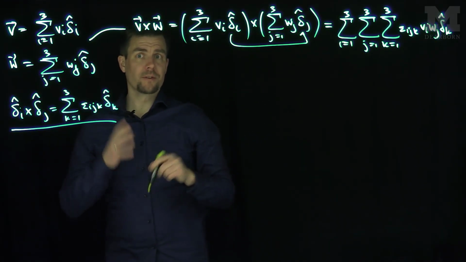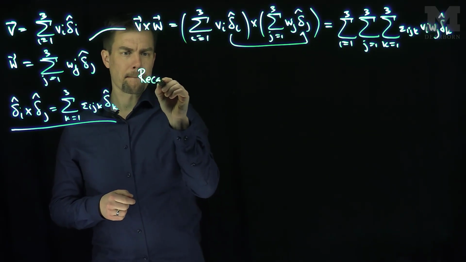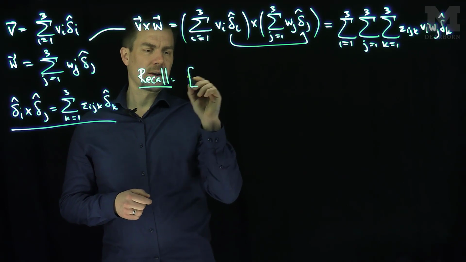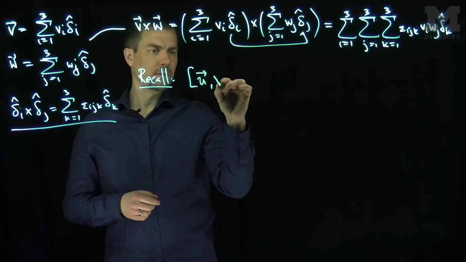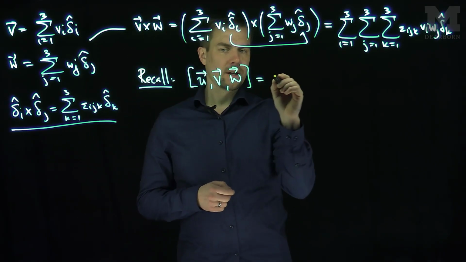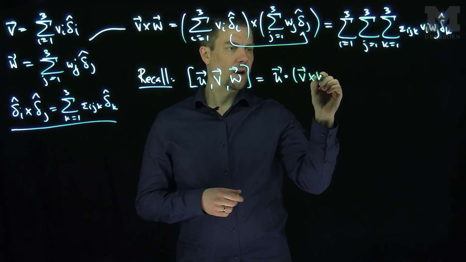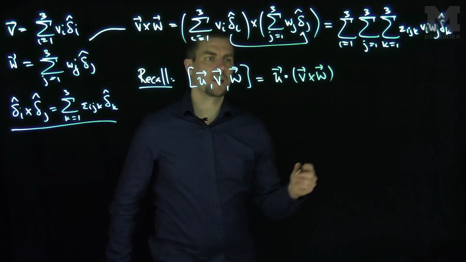Now what we would like to do is find a formula for the triple scalar product. So recall that if I have vectors u, v, w, the triple scalar product is u dot v cross w.